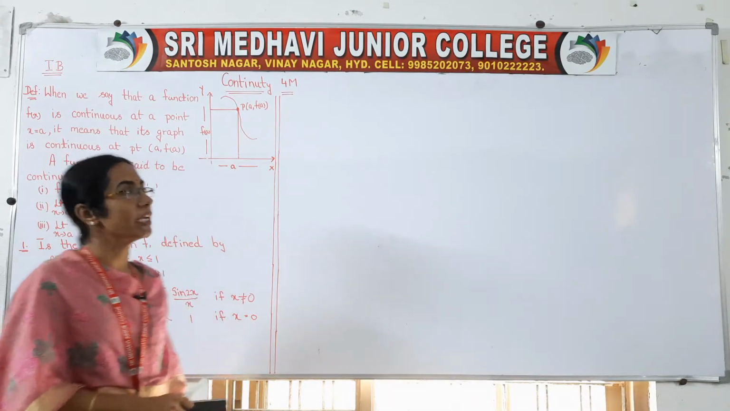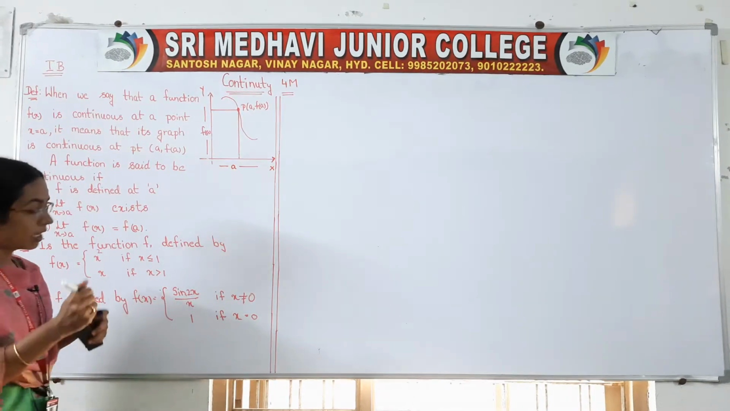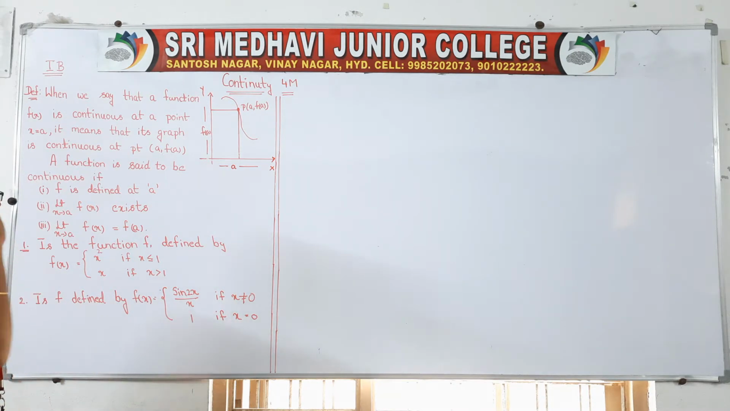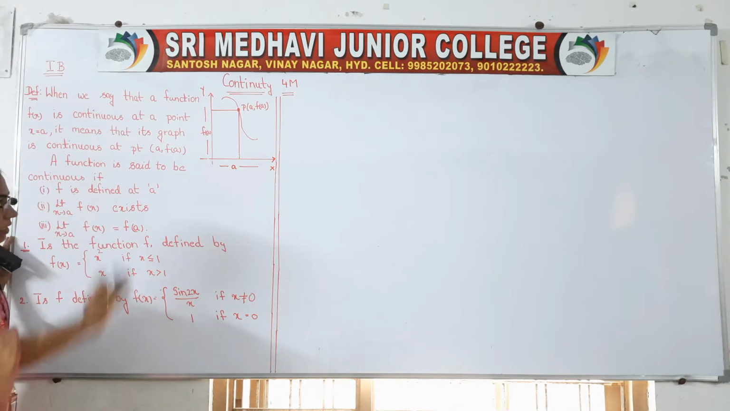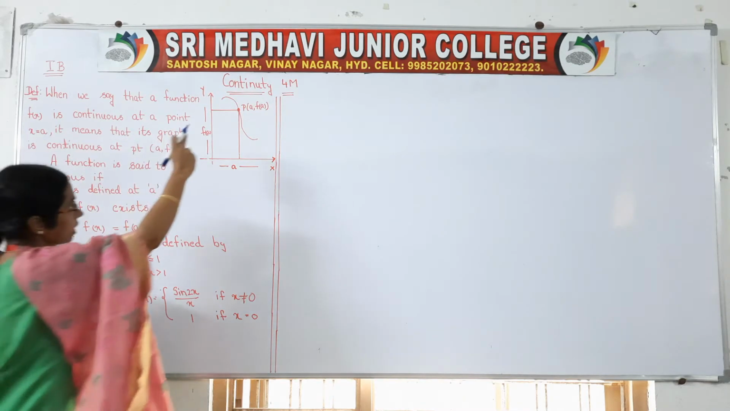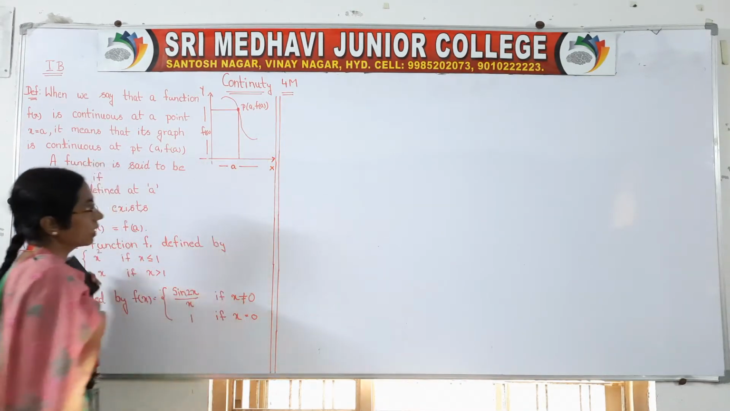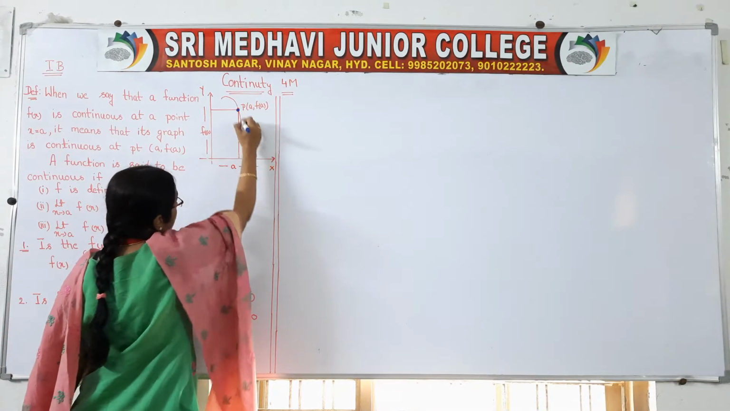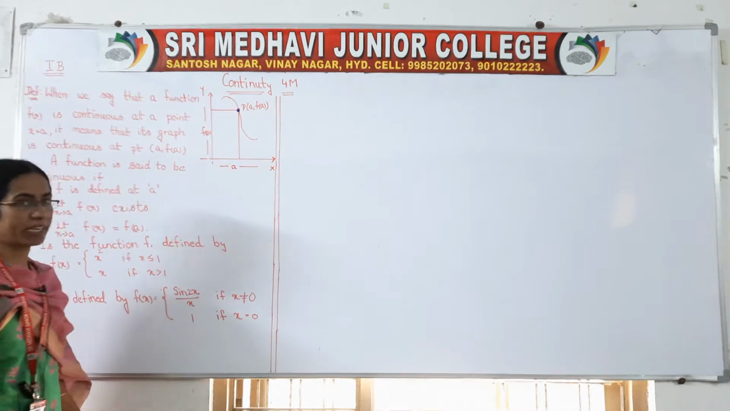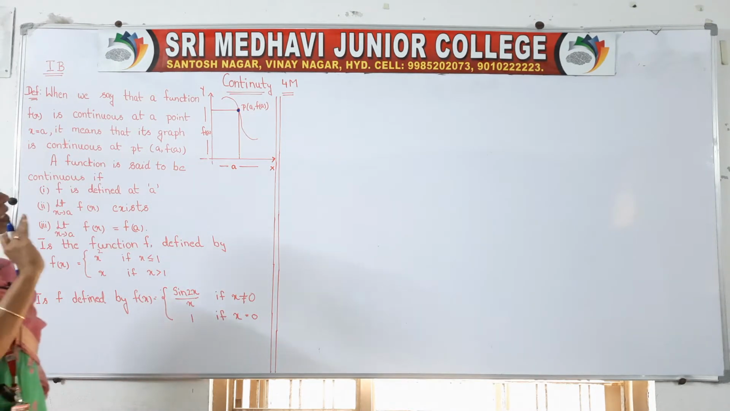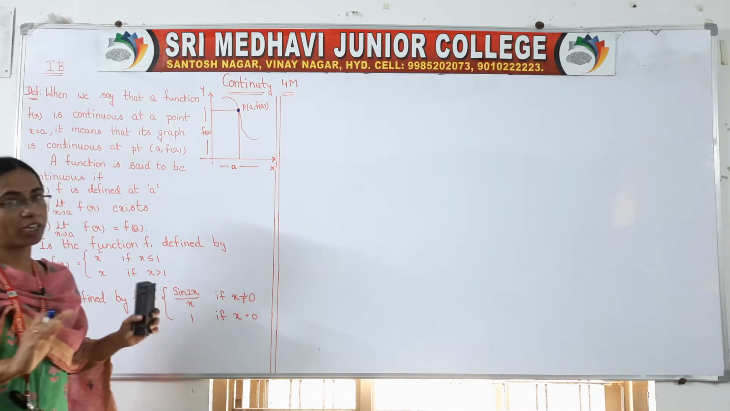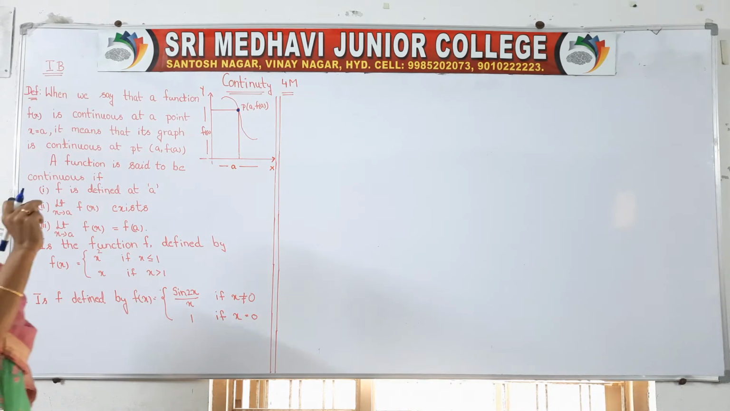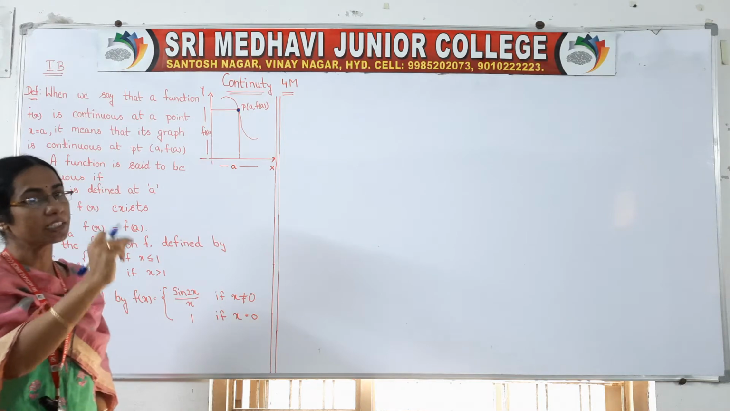So what is meant by continuity? A function is said to be continuous at a point A if, when you see the graph of that function at the point A, the function is continuous. There is no breakage. It is continuous at that point. It is not breaking at that point. Then the function is said to be continuous at that point.